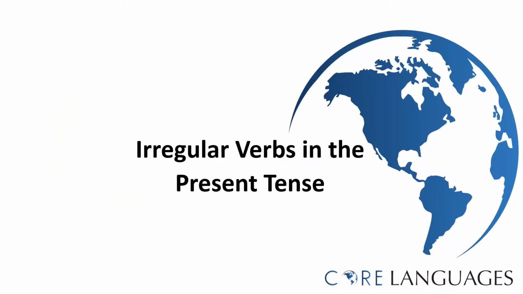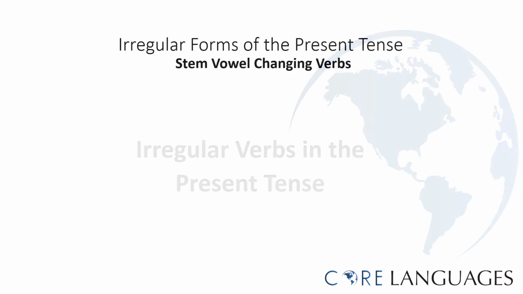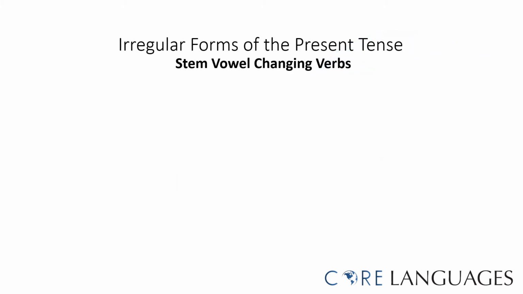Irregular verbs in the present tense. Some verbs in German conjugate irregularly in the present tense. A common irregularity is a stem vowel change. Remember that for conjugation we need a subject, and then we remove the infinitive ending en, or just the n, from the verb, and add the appropriate verb ending depending on who the subject is: e, st, t, or en.